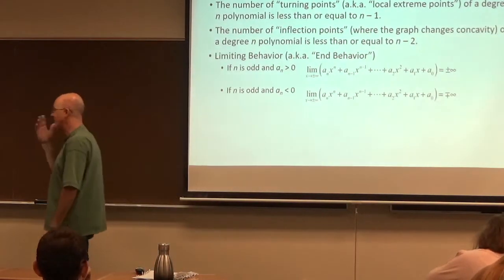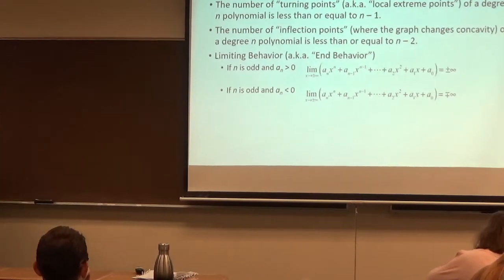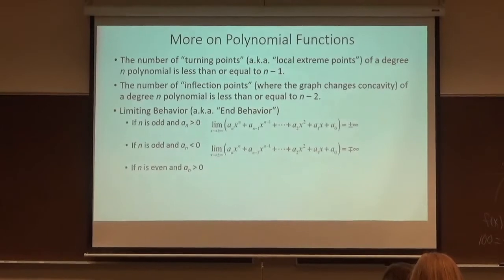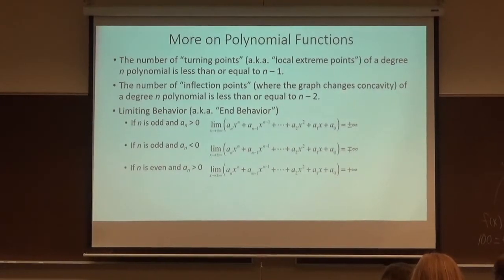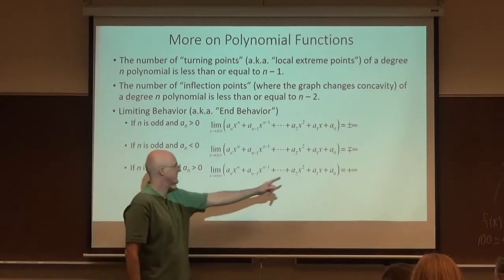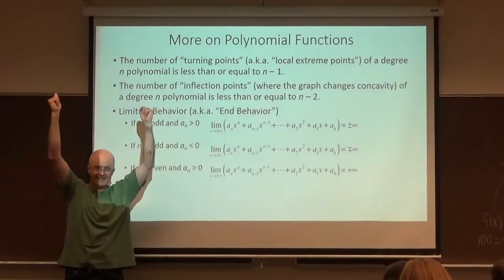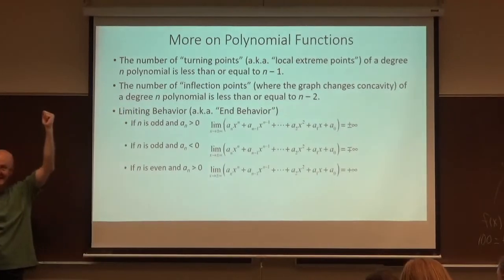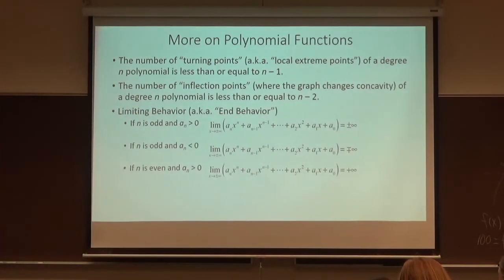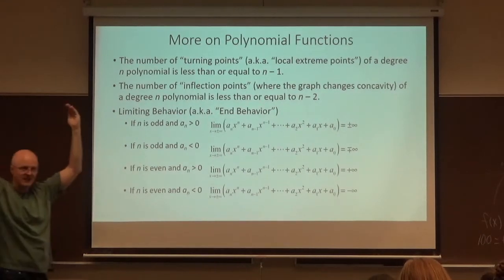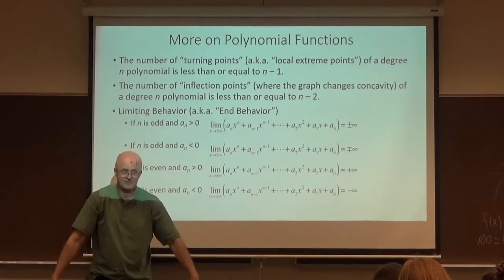So the oddness or evenness of the degree, and then the sign, positive or negative, of the leading coefficient determine the answers. If n is even and the leading coefficient is positive, then you go to plus infinity either way. It's like a touchdown. Okay? When n is even and an is positive. And when n is even and an is negative, then take your touchdown symbol and move it upside down.